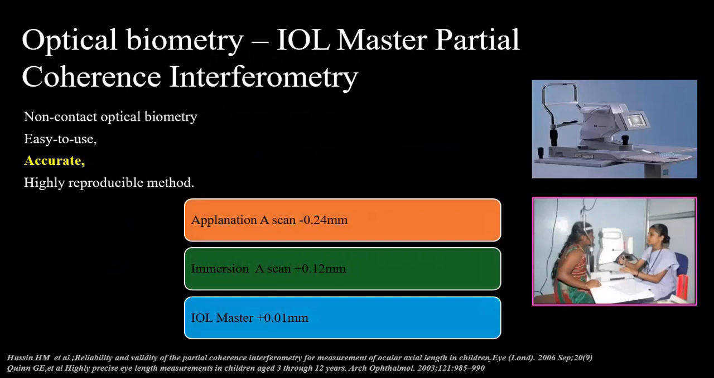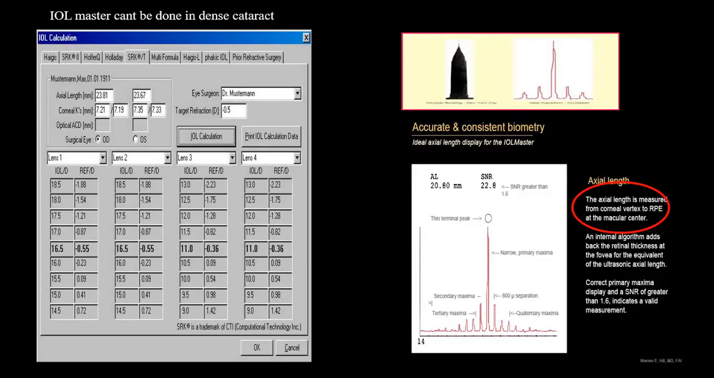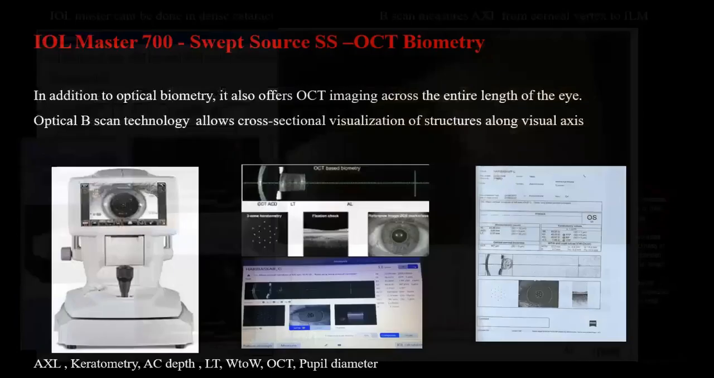Optical biometers are known for their accuracy. Applanation A scan produces around minus 0.24 millimeter error because, as we told, there is going to be a compression, so the axial length is a little shorter. And IOL Master gives plus 0.01 millimeter of accuracy. In optical biometers, the axial length is measured from the corneal vertex to the RPE at the macular center. Whereas when we use ultrasound, it is not measured from the macula, it is just perpendicular to where the rays go.